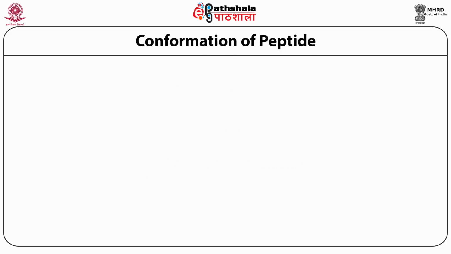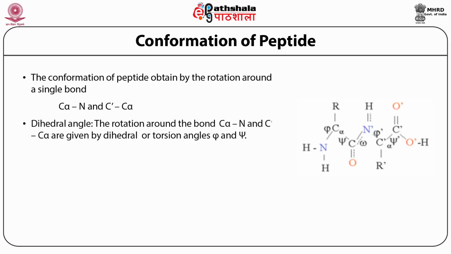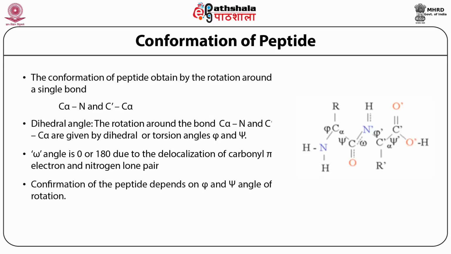Conformation of peptide. The conformation of a peptide is obtained by rotation around single bonds, that is C alpha and N, and C prime and C alpha. The rotations around the bonds C alpha-N and C alpha-C prime are given by dihedral or torsion angles, that is phi and psi respectively, and the angle omega is 0 or 180 due to the delocalization of the carbonyl pi electron and nitrogen lone pair between C prime and nitrogen.